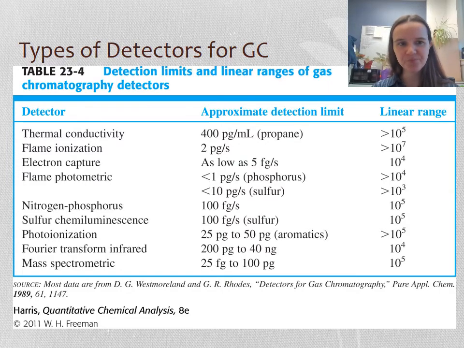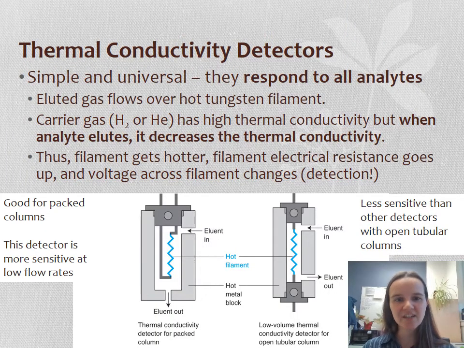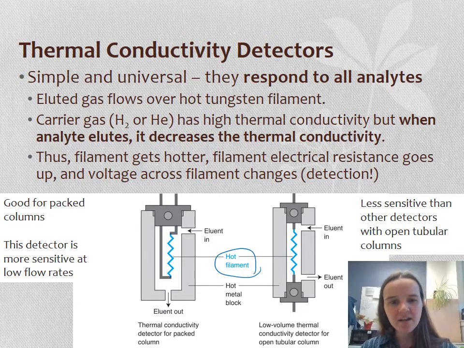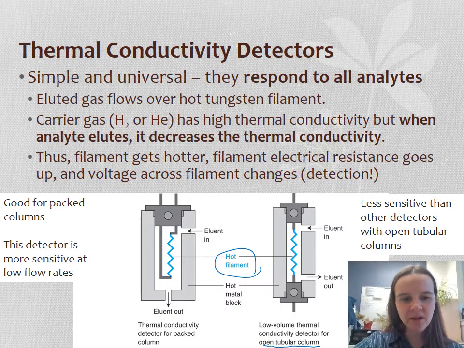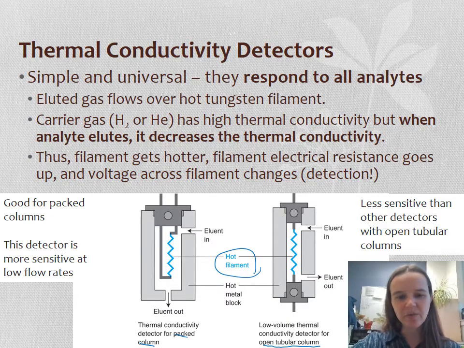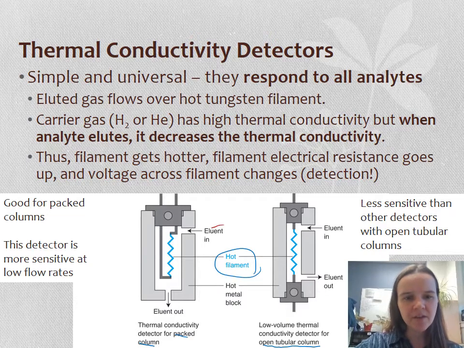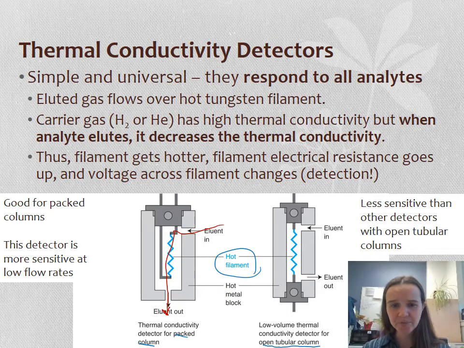So most common ones. Okay, your thermal conductivity detector is simple, it's universal, it responds to nearly every analyte. The idea is that you have a tungsten filament, and so you can see in the middle of these 2 diagrams the hot filament. And what's shown here side by side is 2 options. You have low volume for an open tubular, and so that's this one, open tubular. And there's also a higher volume one where you've got like a packed column. But both of them are working under the same principle. The principle is that your eluent flows in, it flows past that hot filament, and it flows out.